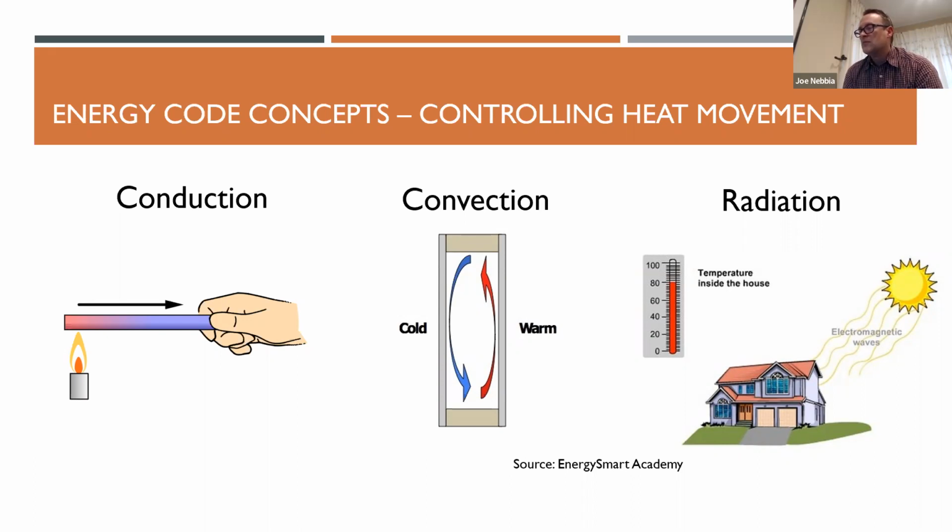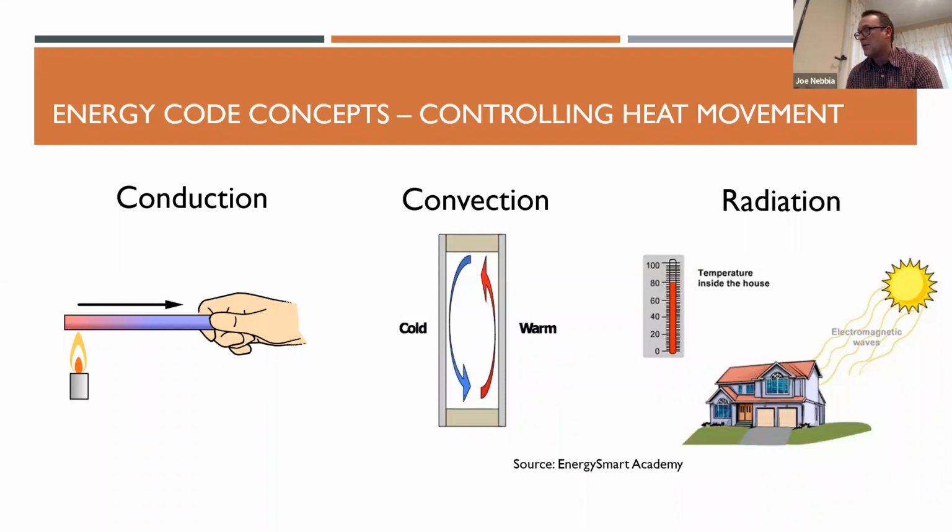One way that heat's going to move, and the energy code has requirements related to that, is conduction. And that's when heat is moving across a surface, a physical surface. So if you think of maybe standing on a concrete slab without any shoes on, the heat wants to go from more to less, so it conducts from your body through your feet and out into the cold concrete.